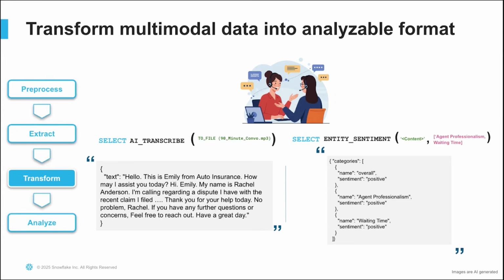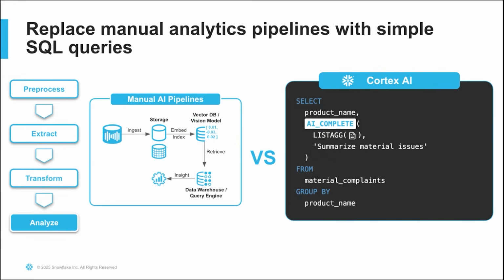And we could combine that with other tools that we have, like entity sentiment, and then see if the call was professional, like if the waiting time was at a stage where it's positive, so we could get a lot more data from it. Again, maximizing the data you can get from the data you already have.